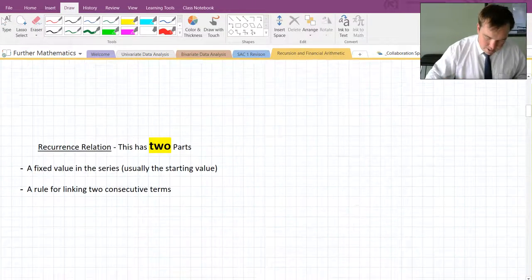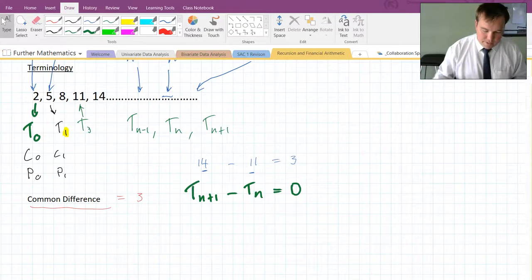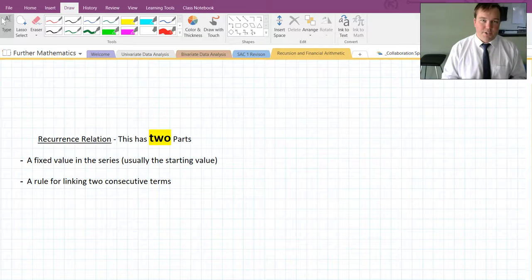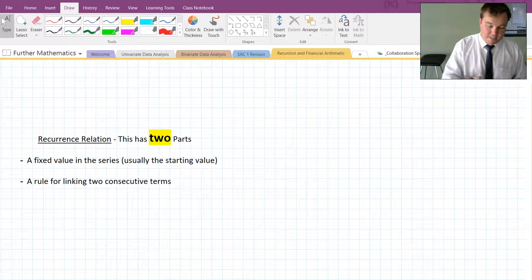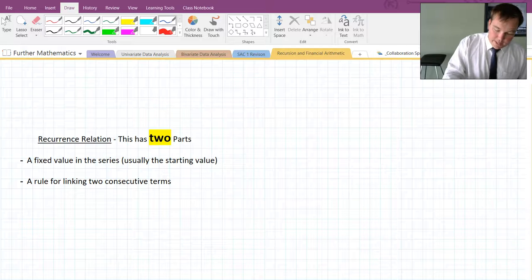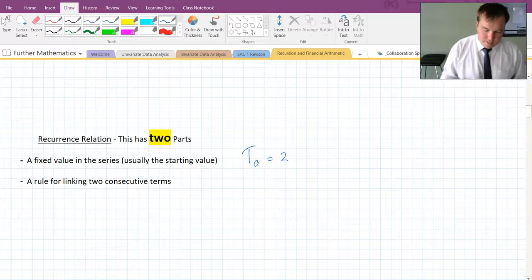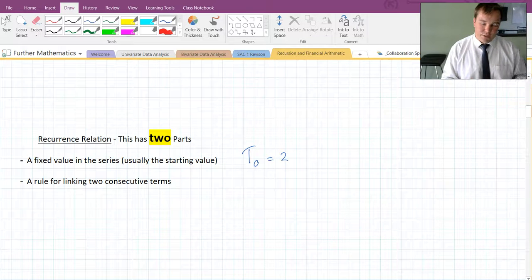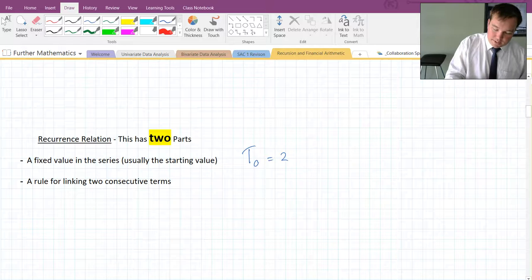Alright, now, we use this terminology to describe patterns, and something that describes a pattern is called a recurrence relation. Now, a recurrence relation has 2 parts. It has a fixed value in the series, normally the starting value. So in our case above, T0 was equal to 2. And then there is a rule for linking 2 consecutive terms. And the rule typically looks like this.